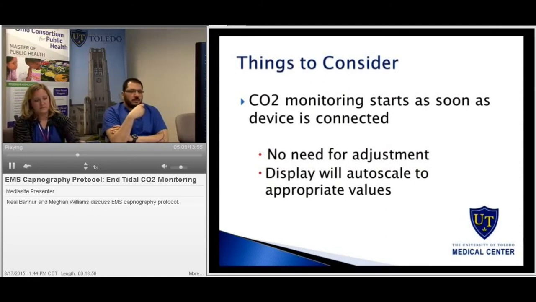of using the capnography. Number one, please remember that as soon as you connect it, the value that you see is real time and it is appropriate.